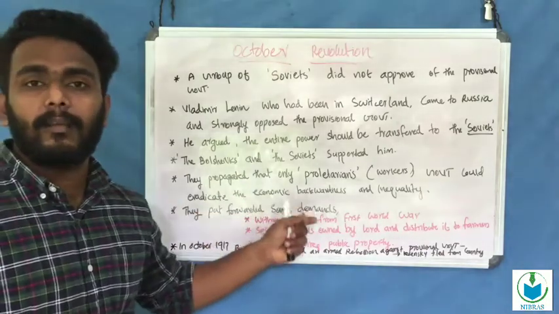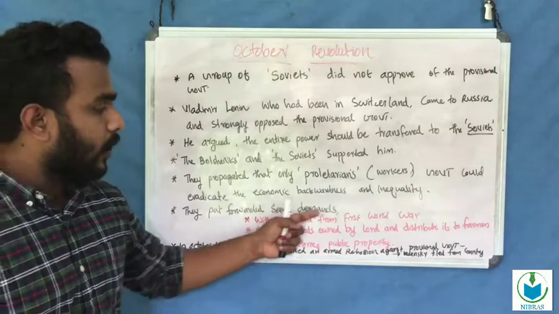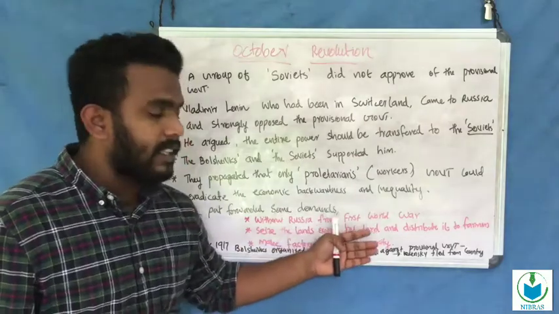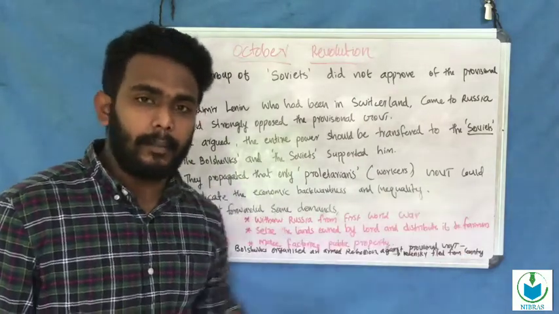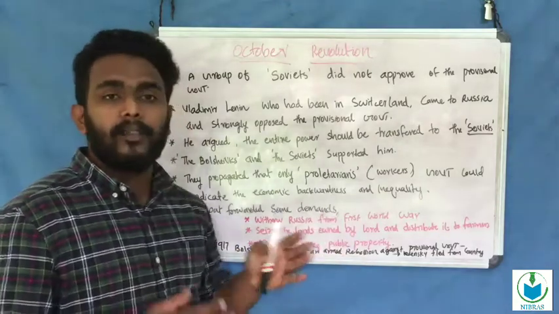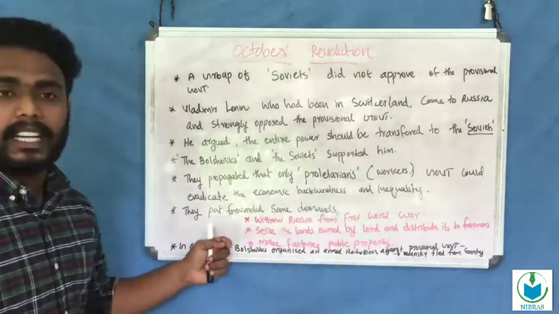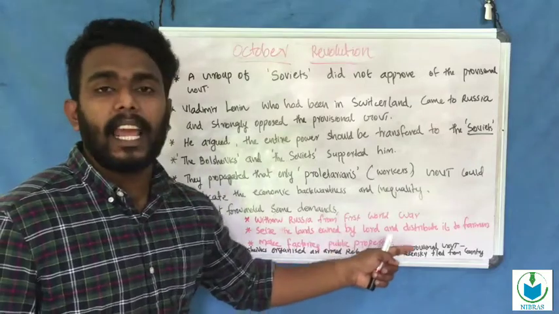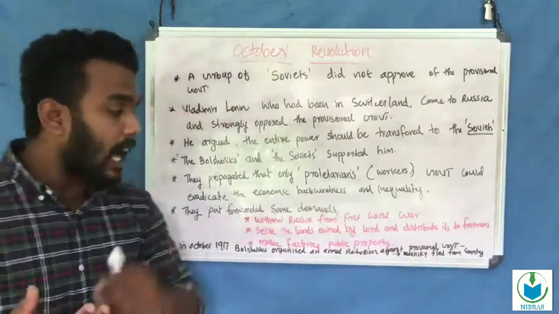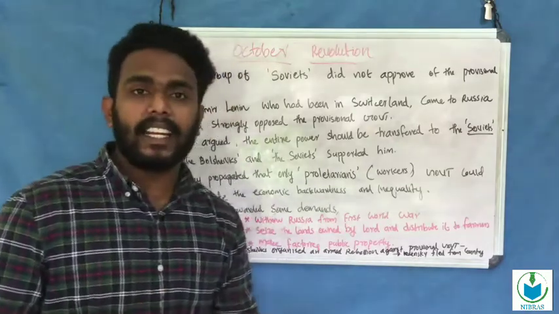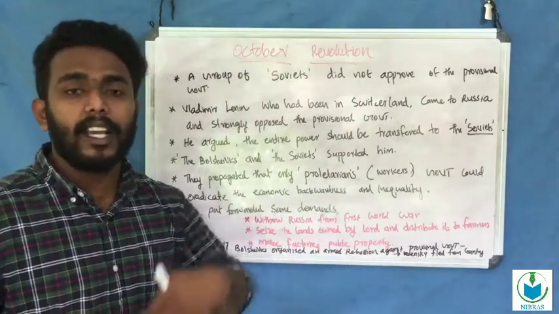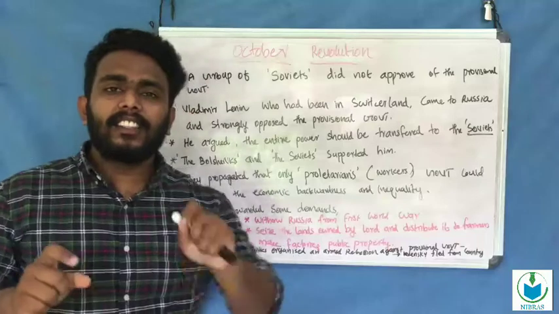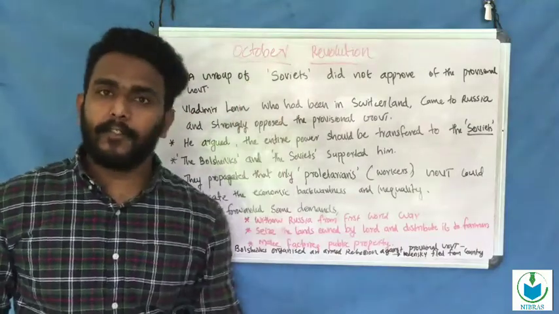And they put forward some demands. The demands are: withdraw Russia from the First World War, seize the lands owned by the lords and distribute them to the farmers, and make factories public property. Okay, in October 1917, the Bolsheviks organized an armed rebellion against the provisional government. After that, Alexander Kerensky, the leader of the provisional government, fled from the country. This event is known as the October Revolution.